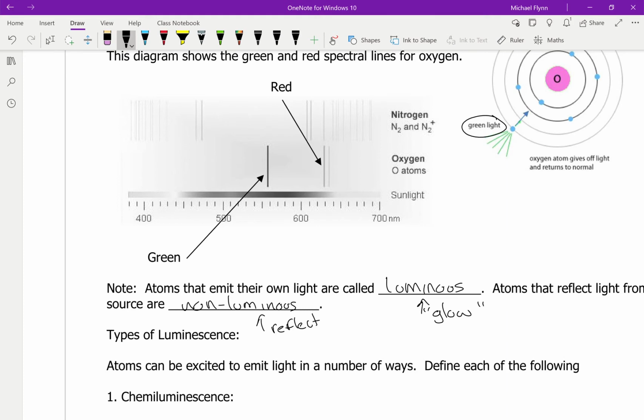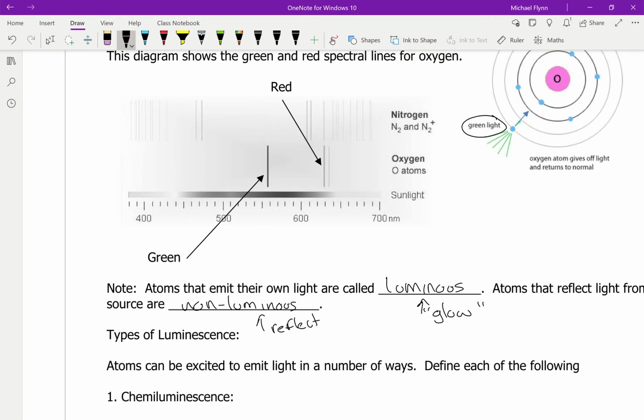Light bulbs are luminous when they're turned on. The table, though, like I'm sitting at a table right now, sitting in a chair and holding my pen that I'm using to write on the screen, all of those objects are non-luminous. If I were to turn out the lights, I wouldn't see them at all.